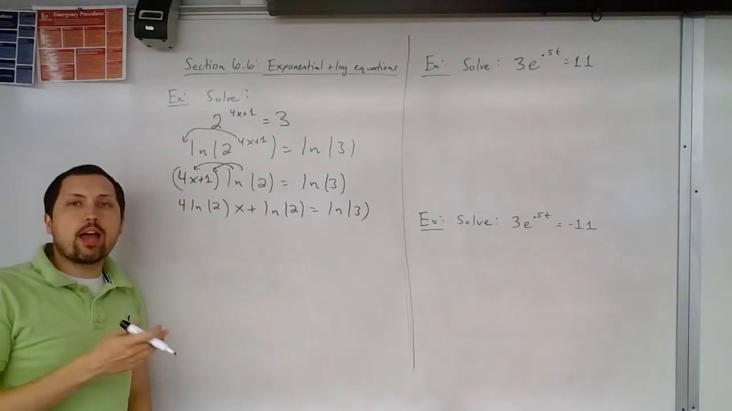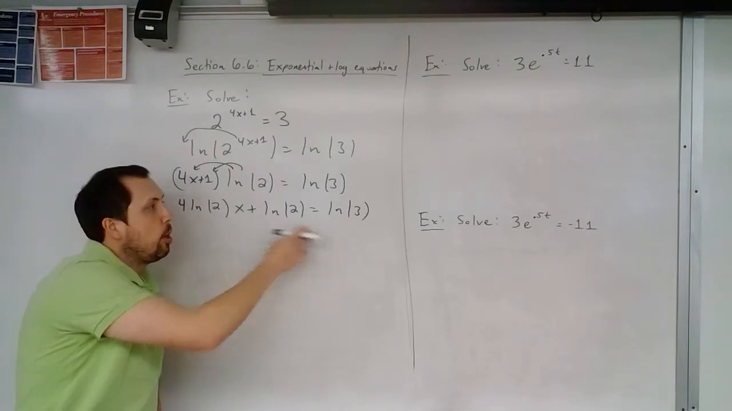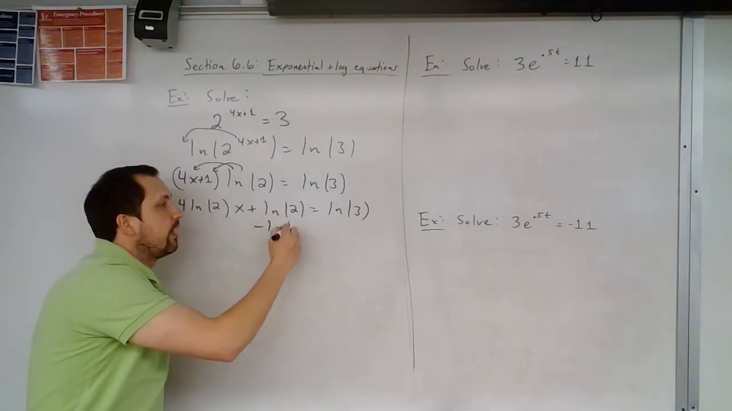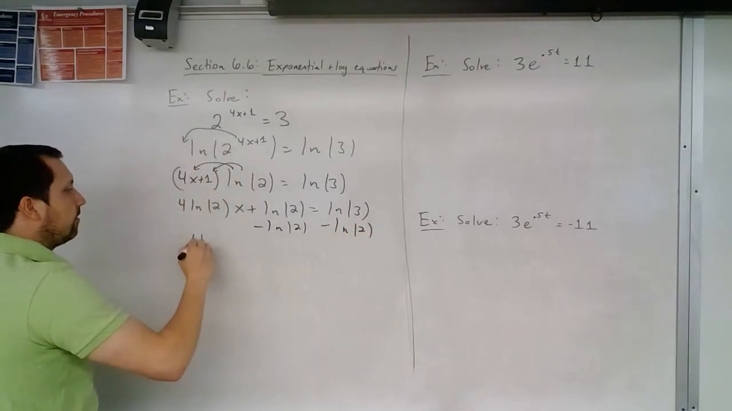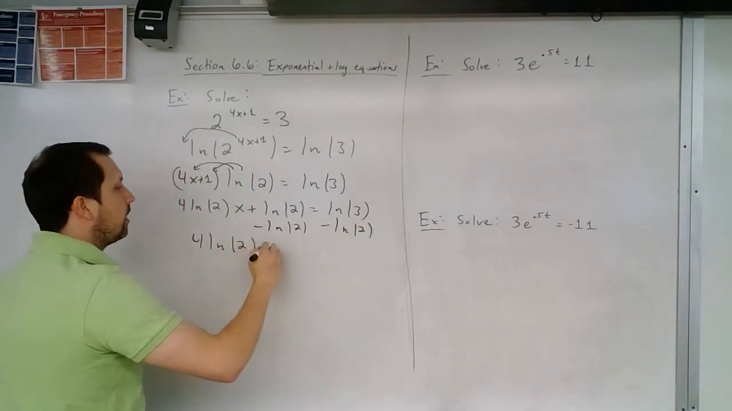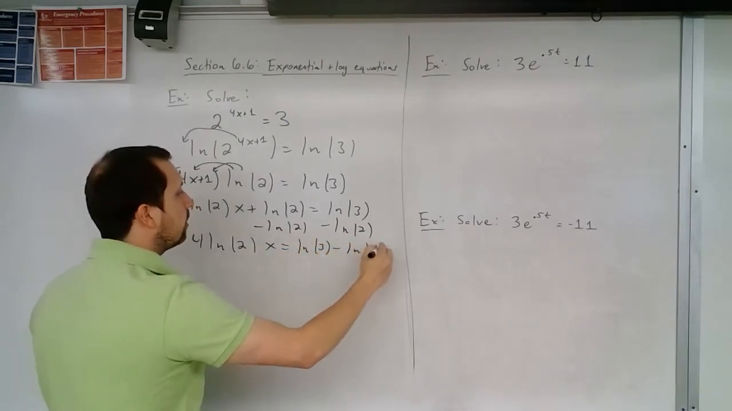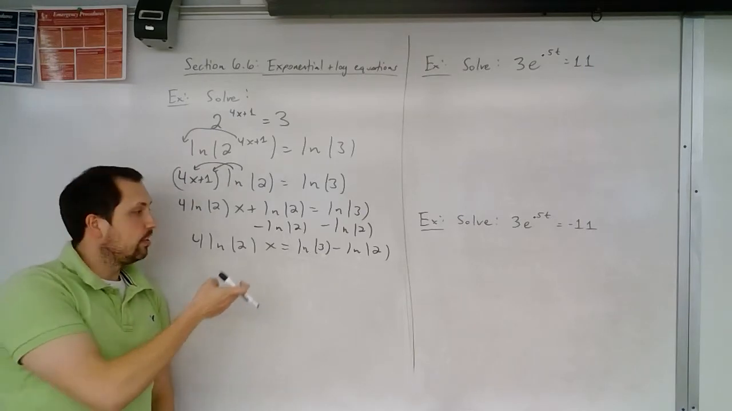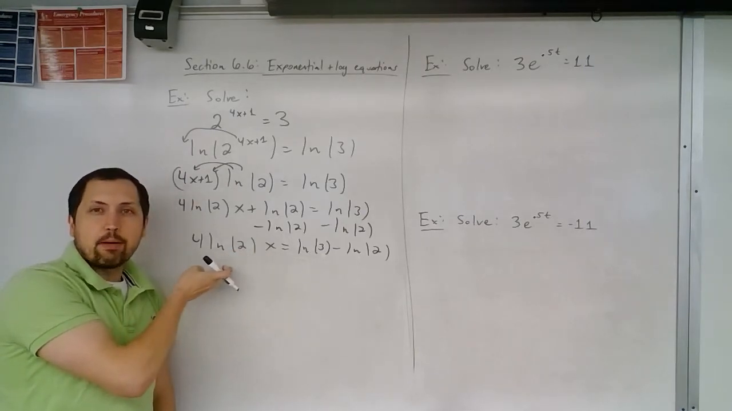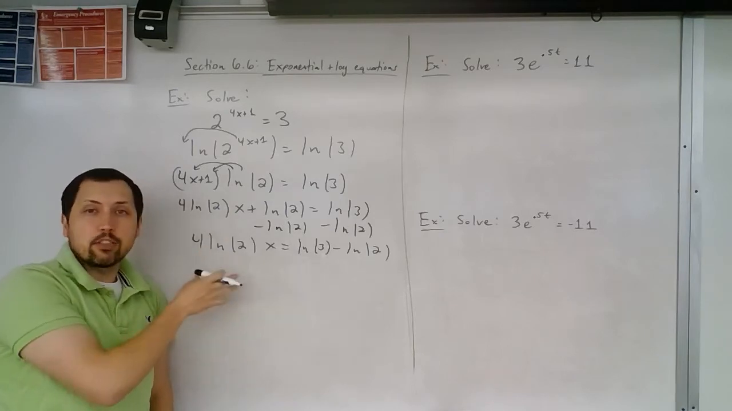So the only thing left to do now is get the x's on one side and those without x's to the other side. So I'm going to subtract over natural log of 2, and this gives me 4 times natural log of 2 times x is equal to natural log of 3 minus natural log of 2. So now to solve for x, I just simply divide by this number. This is just a number, that's all it is. An ugly looking number, but just a number.